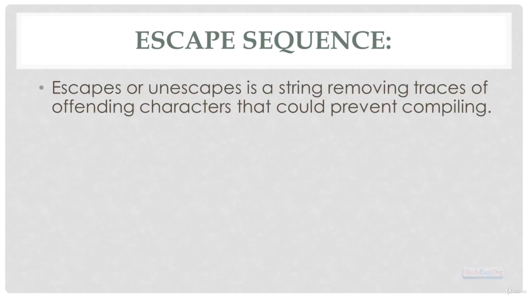Now moving forward, we have escape sequence. Escaping or unescaping is a process which removes traces of offending characters that can prevent compiling. This is again a definition. Now sometimes there could be scenarios where we cannot use a specific character, a specific string. For example, we cannot print double quotes directly. How to handle these situations? So we have a couple of escape sequences. Definitely you can research more on escape sequences, and using these escape sequences we can print some characters on the console which indeed cannot be printed directly.